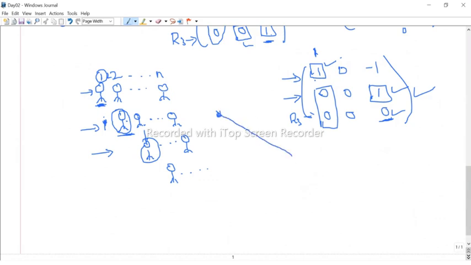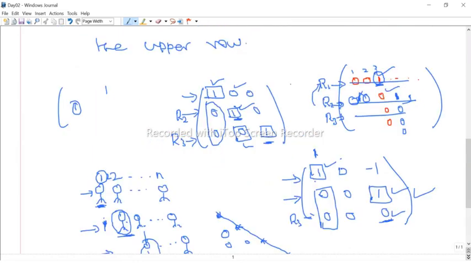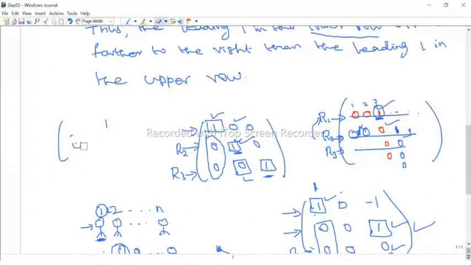The first person in the second row should be here, then the third row should have the non-zero entries here, and then the fourth row the non-zero entry should be here. Before this, everything is zero. This is actually echelon form. That's why we call this echelon form. So this is actually row echelon form.